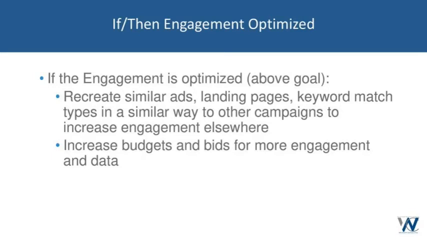Create similar ads, similar landing pages, keyword match types in a similar way to other campaigns that are doing good with engagement, to see if you could actually increase your engagement elsewhere. Different products, different services, those types of things. And of course, again, increase budgets and bids for more engagement and even more data. More data is your friend here. The more data you have, the more informed decisions you can make.